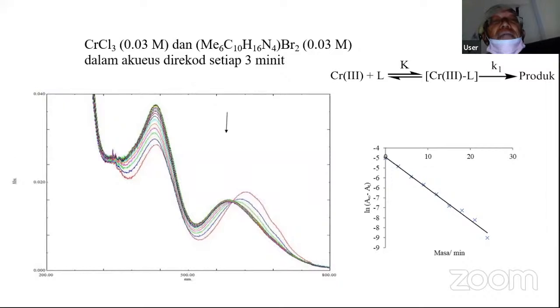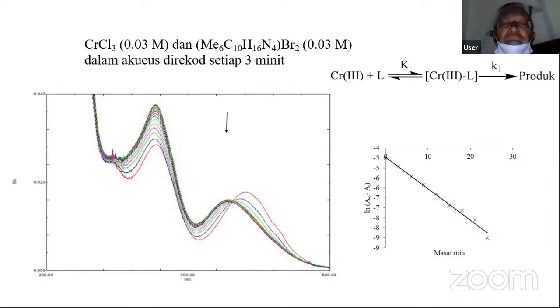We have chromium chloride. So we react it with the ligand. And remember, chromium chloride, when you dissolve it in water, what happens? There may be some aqua species. You have to know the species. And you can see here, there are two UV peaks. One is here, and one is here.